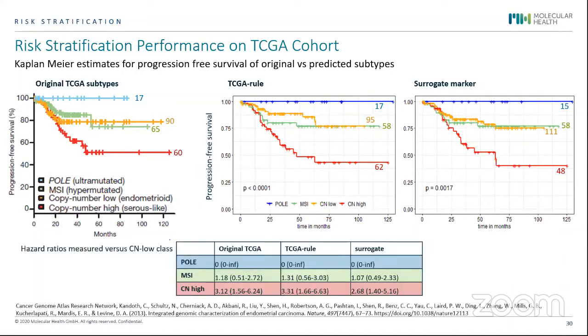Also looking at the hazard ratios, we measured the hazard ratio versus the CN low class for each of the classes. As the CN low class is kind of the rest of them all, we use this as the reference class. That's debatable probably, but this is how we did it. For all our classifiers, we get a very low hazard ratio for POLE, around 1-ish hazard ratio for MSI, so it's very similar to the CN low class. And for the CN high class, we get a hazard ratio of around 3, roughly.